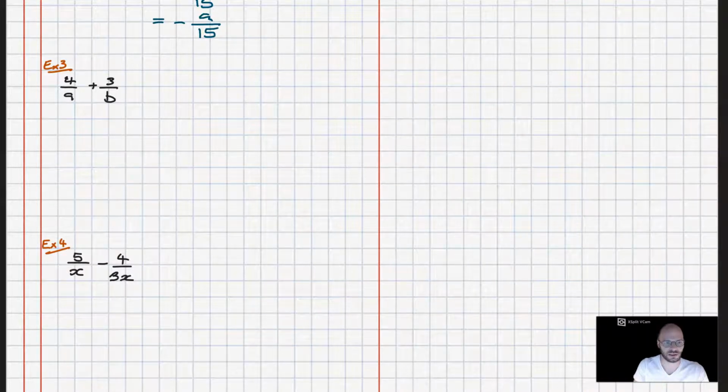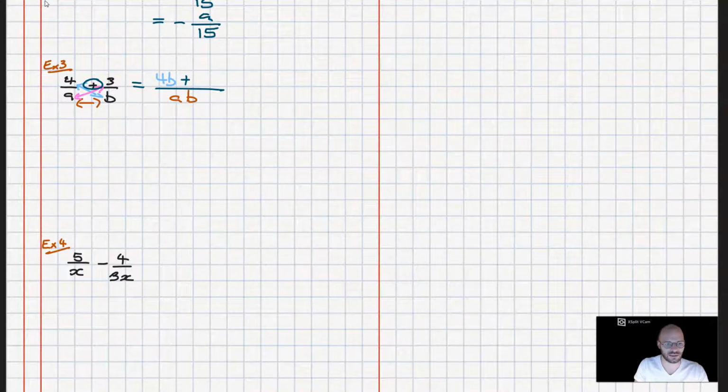So once again we're going to do it by multiplying the two denominators together. Then we're going to multiply the first numerator with the second denominator, and then the second numerator with the first denominator, like so. So going ahead and doing that, we're going to get a times b, that will be ab, all over, and the operation in this one is plus. And our first term in the numerator is going to be 4 times b, so that will become 4b.